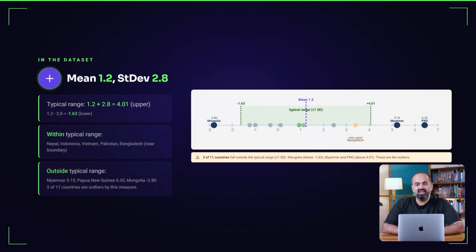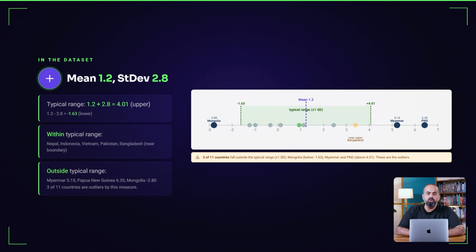In the risk gap dataset, the mean is 1.2 and the standard deviation is 2.8. What does 2.8 mean in practice? It means that the typical country's risk gap sits about 2.8 units away from the mean of 1.2 in either direction. 1.2 plus 2.8 is 4.0. 1.2 minus 2.8 is minus 1.6. So a typical spread of values would run from roughly minus 1.6 to 4.0.